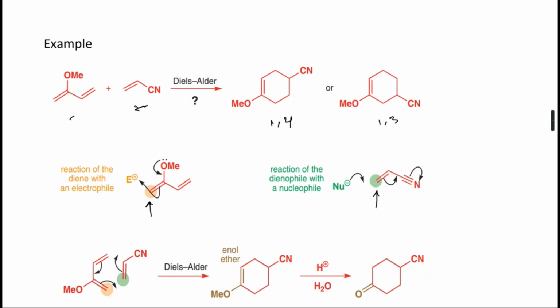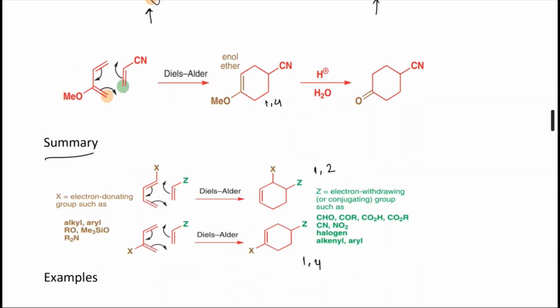So the regioselectivity leads to this 1,4 product. I will draw a summary here: when a group is attached at the 1 or 3 position of the diene, or numbering as 1 and 2, that is the 1 and 2 position of the diene, a Plasar effect group will lead to either the 1,2 or 1,4 product.